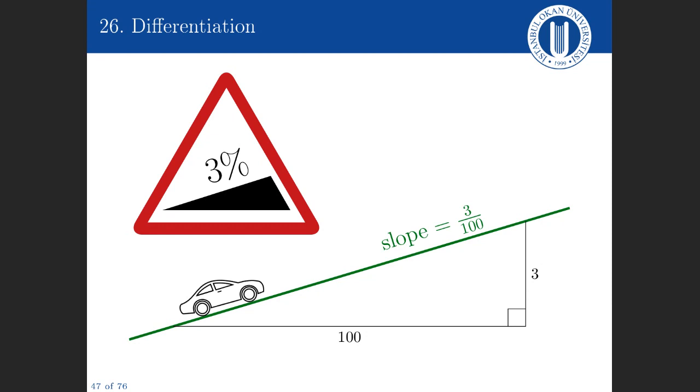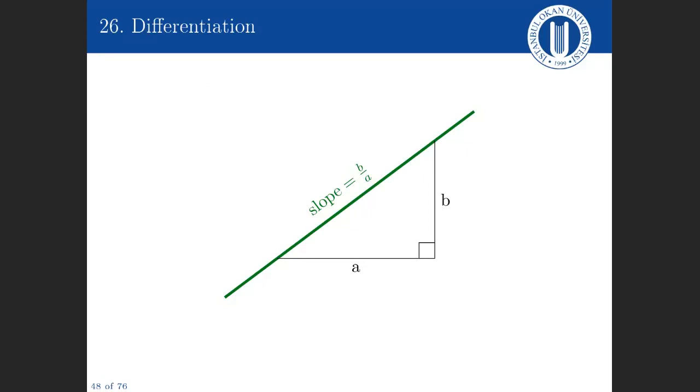In mathematics, we describe this as the slope, and we calculate that the slope is equal to 3 divided by 100. More generally, if we have a line like this, we can draw a triangle under the line, we can measure A and B, and we can say that the slope of this green line is B divided by A.